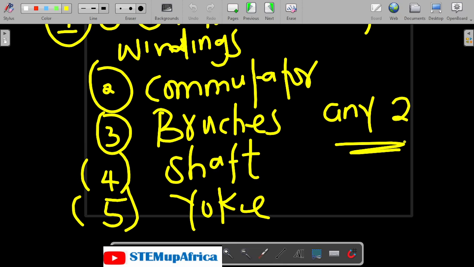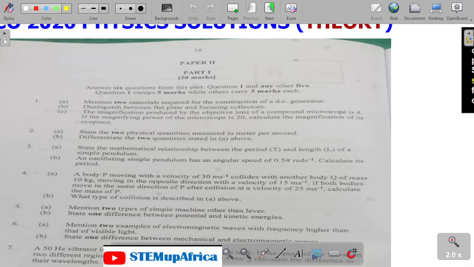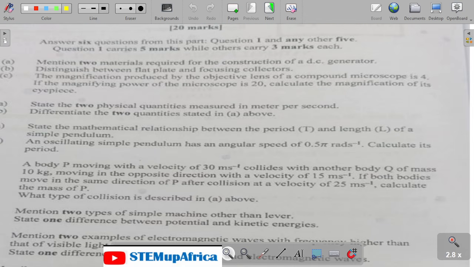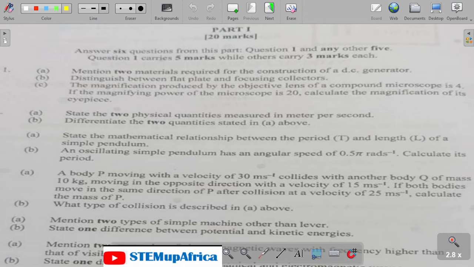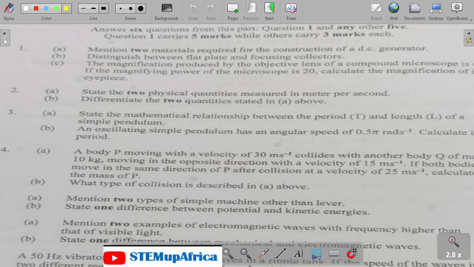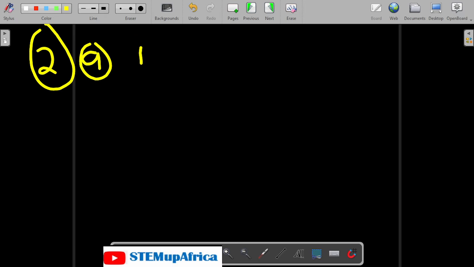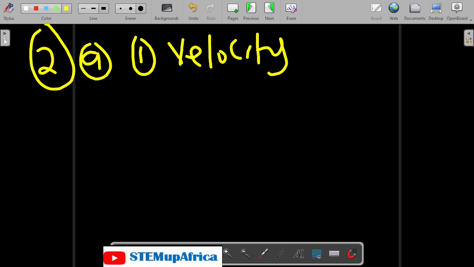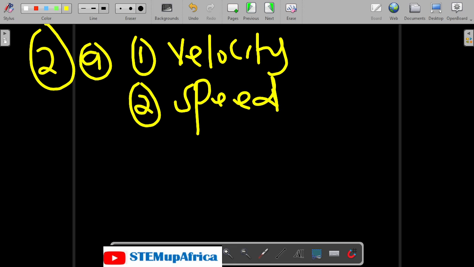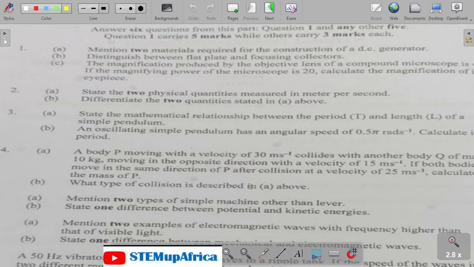Let's go to question 2. Let me increase it and see clearly. Question 2 says, state 2 physical quantities measured in meter per second. Very simple question. So 2A. One of them is velocity, measured in meter per second, and the second one is speed. So those are the 2 quantities that can be measured in meter per second.